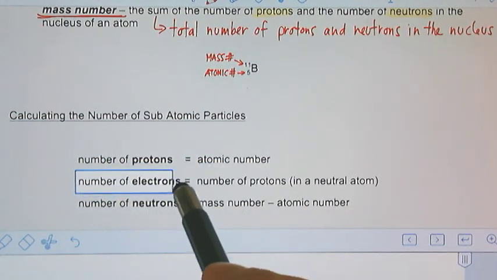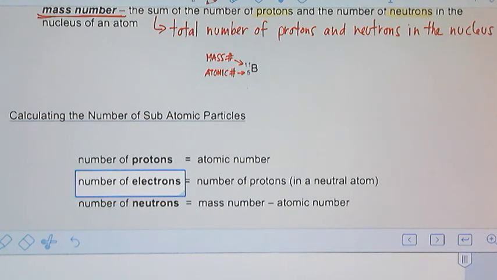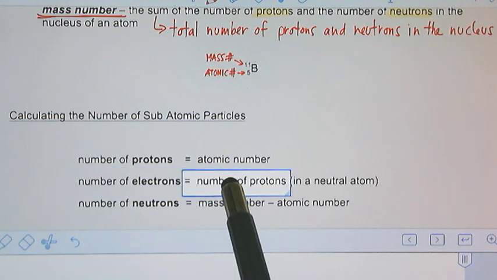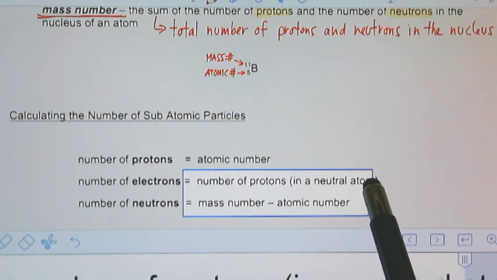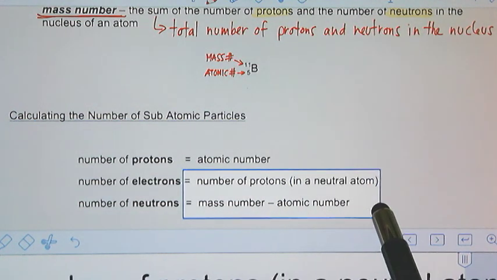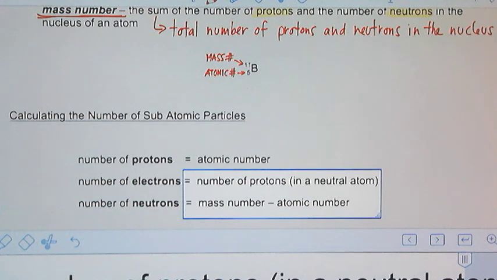Next, the number of electrons. How do I know the number of electrons? Well, if you know the number of protons, the number of electrons is equal to the number of protons in a neutral atom. So atomic number gives you protons, and if you know protons, then you know electrons.